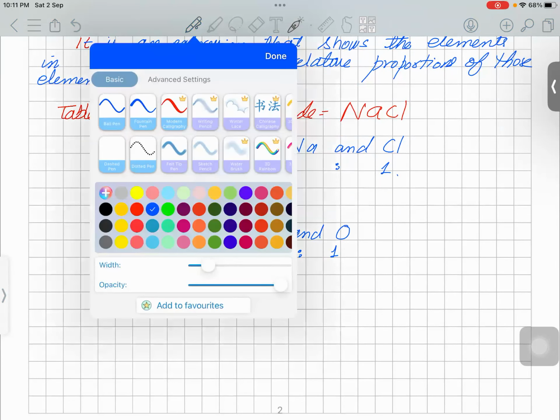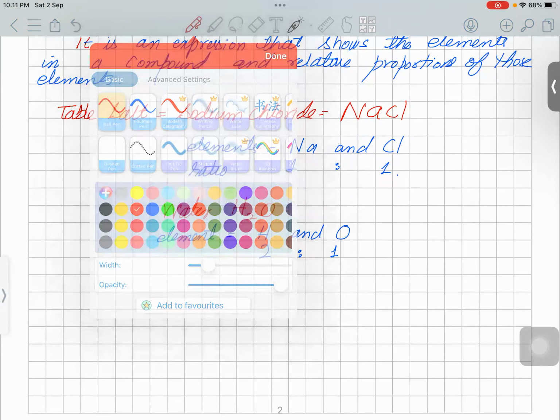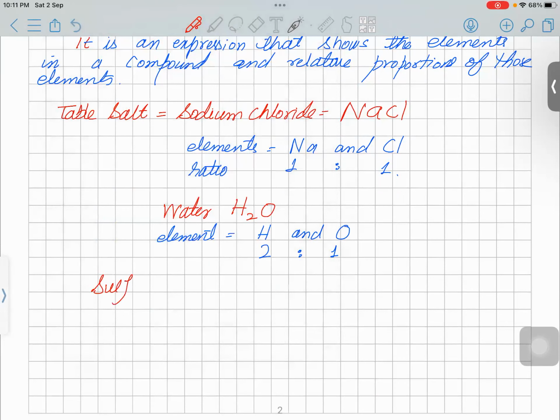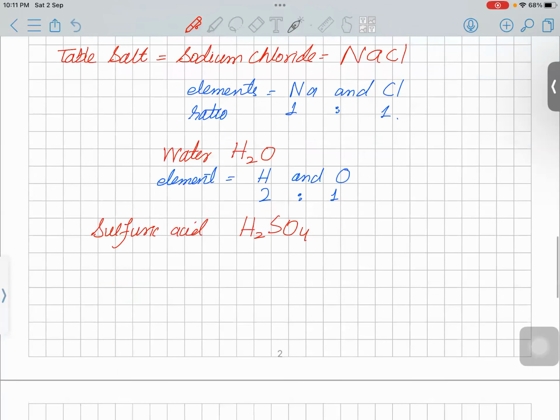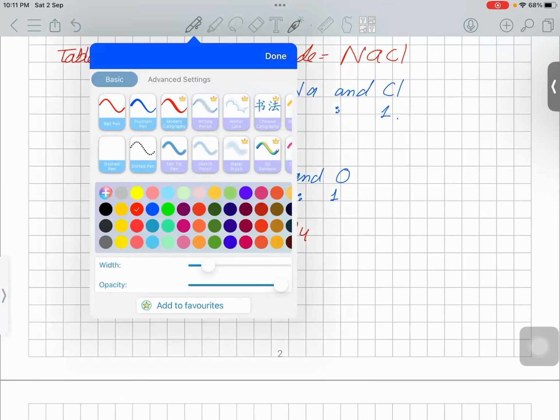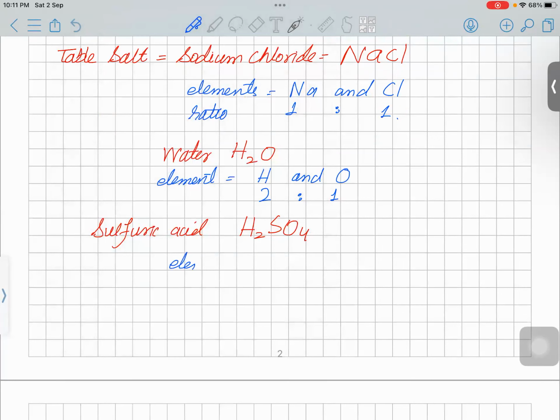The next example is sulfuric acid, H2SO4. Yes, can you tell me the names? Hydrogen, sulfur, and oxygen. Two, one, and four. Very good. 2:1:4. This is the ratio.